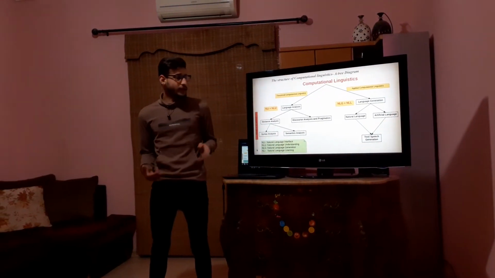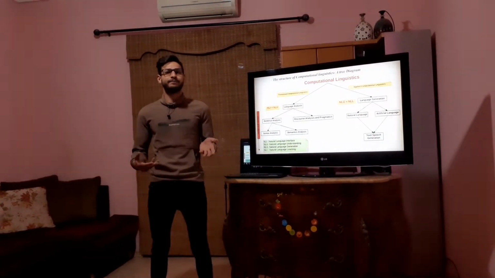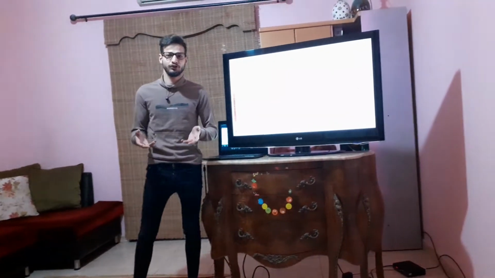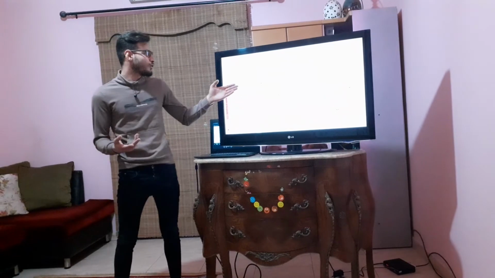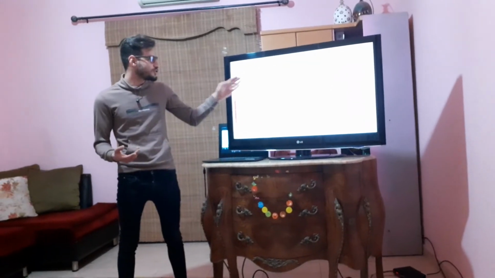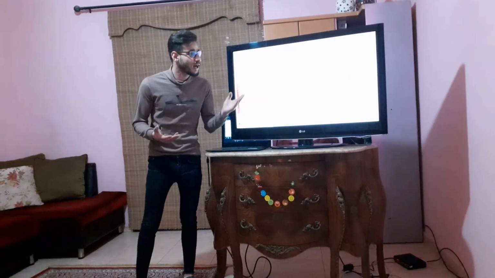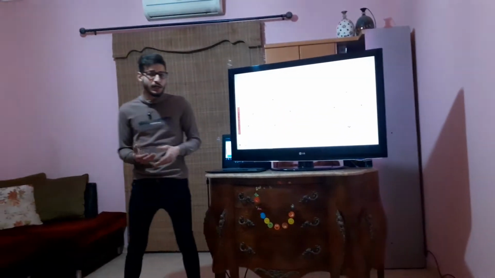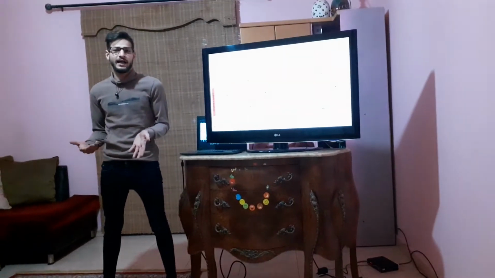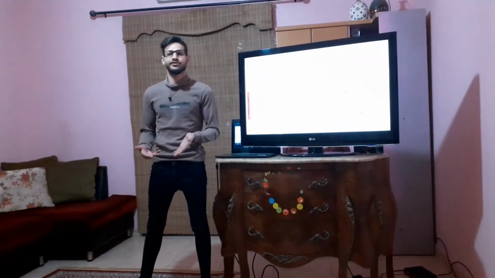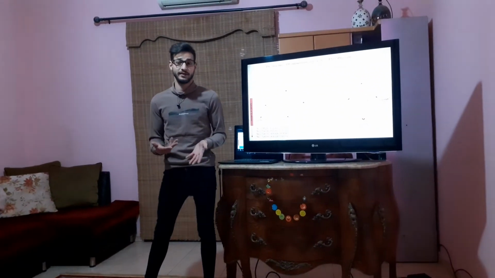The following tree diagram shows the different branches and levels of computational linguistics in tune with the study of languages. Computational linguistics has two main parts or components, which are theoretical computational linguistics and applied computational linguistics. First of all, theoretical computational linguistics takes up issues in theoretical linguistics and cognitive science.